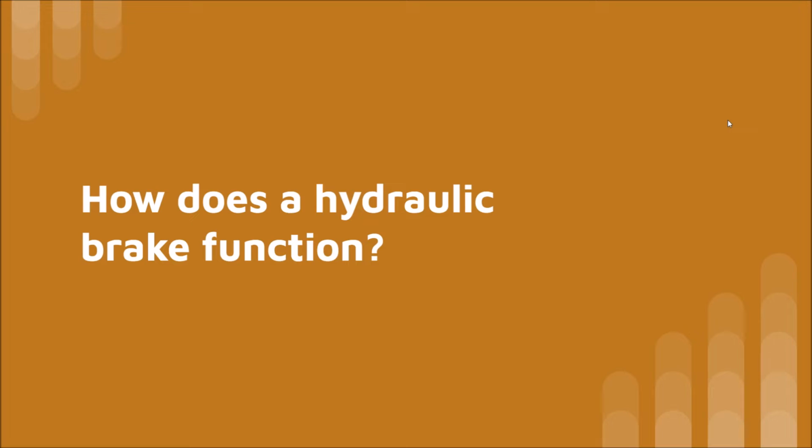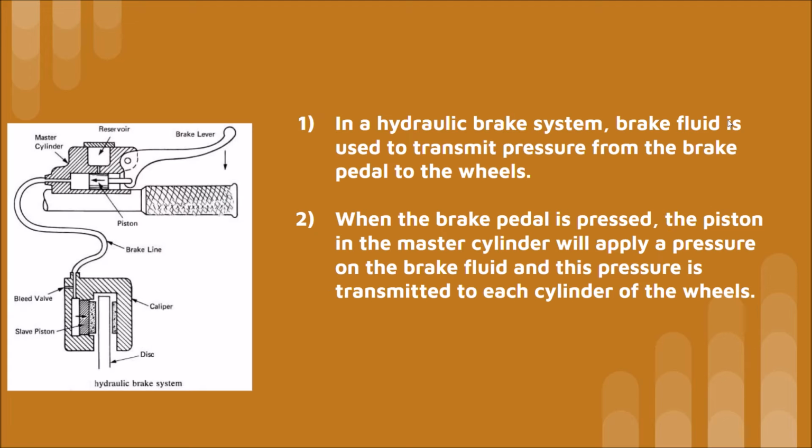Next, how does a hydraulic brake function? In a hydraulic brake system, the brake fluid is used to transmit the pressure from the brake pedal to the wheels. When the brake pedal is pressed, the piston in the master cylinder will apply a pressure on the brake fluid, and this pressure is transmitted to each cylinder of the wheels. In this diagram, you can see there is a master cylinder and the pressure is transmitted to the slave piston, which is at the brake in the wheels.